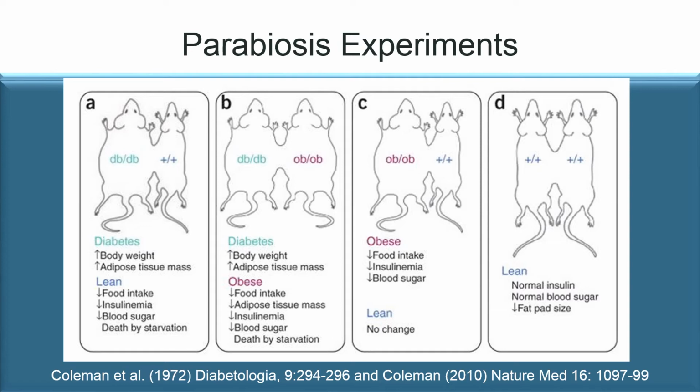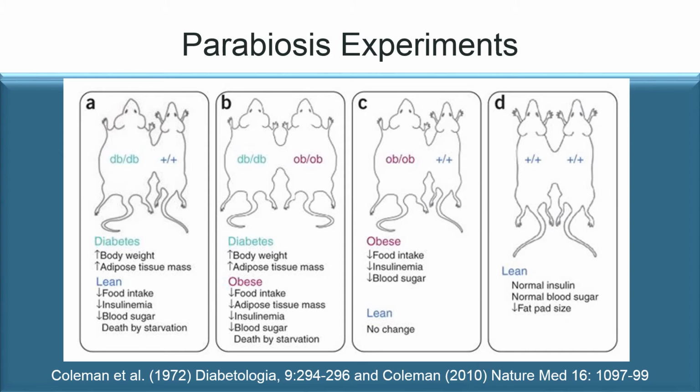So when an OBOB mouse was connected to a wild type mouse, they decreased their food intake, they decreased insulin and glucose, and they normalized body weight, but not to the point of starvation, simply to the point of being restored to the level of the wild type animal. And then panel D is just showing that they did the same experiment with control wild type animals to show that the surgery itself was not what was causing these effects.